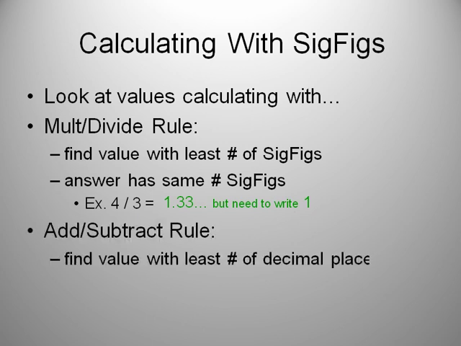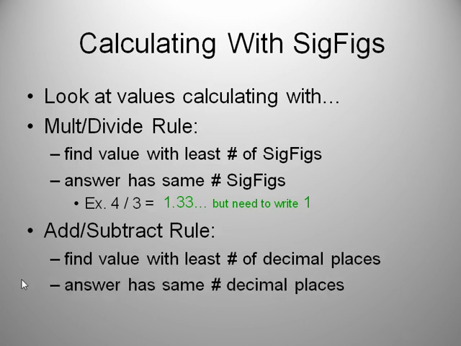For adding and subtracting, you're going to look at the number of decimal places in the values you're adding and subtracting. The answer is going to have the same number of decimal places as the least of those, or the lesser of those if there are two. For example, if we add 2.4 and 0.56, we should get 2.96, but we only have one decimal place here, so our answer should only be to the 10th decimal place, so we need to write 3.0.